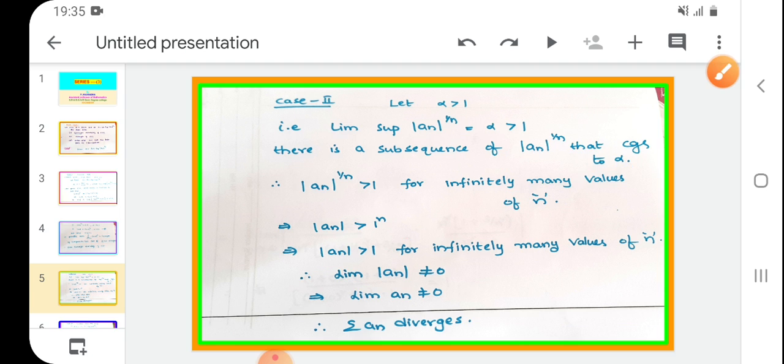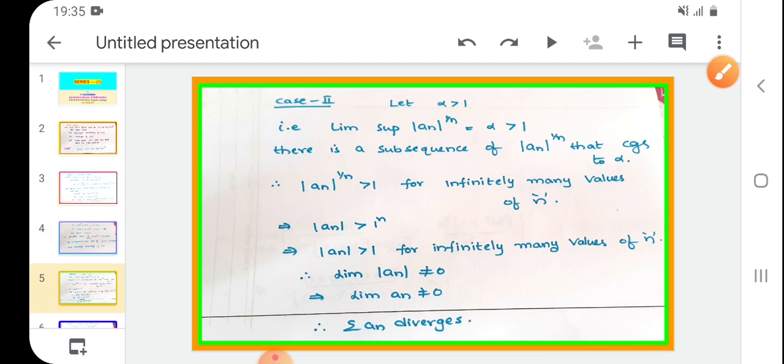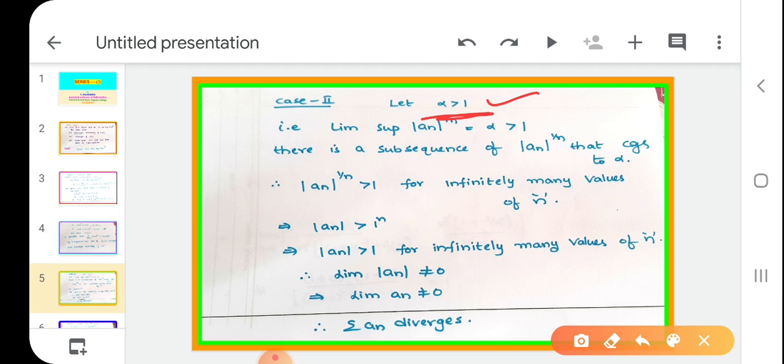By the limit definition, if the value of the limit is greater than 1, it diverges. Greater than 1 means increasing up to plus infinity. The limit of this series is plus infinity. So it is a divergent series. |an| means it is minus infinity or plus infinity. So it is divergent.